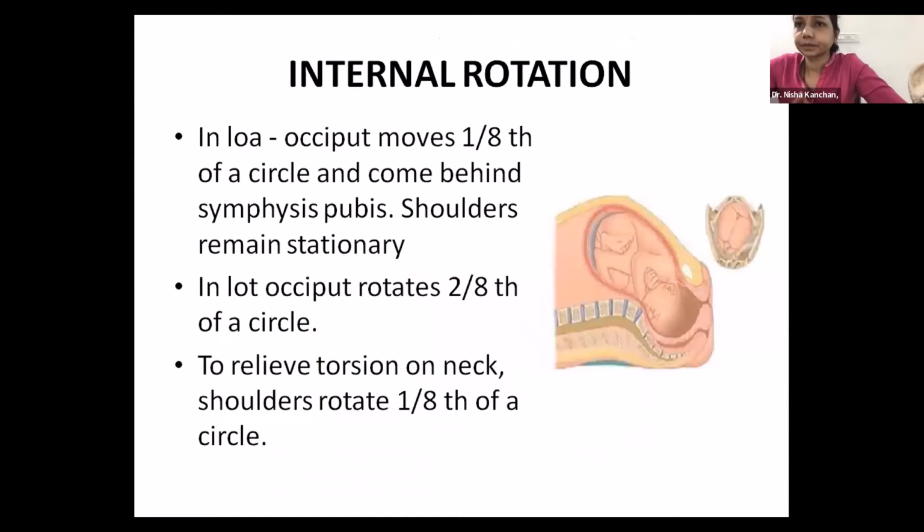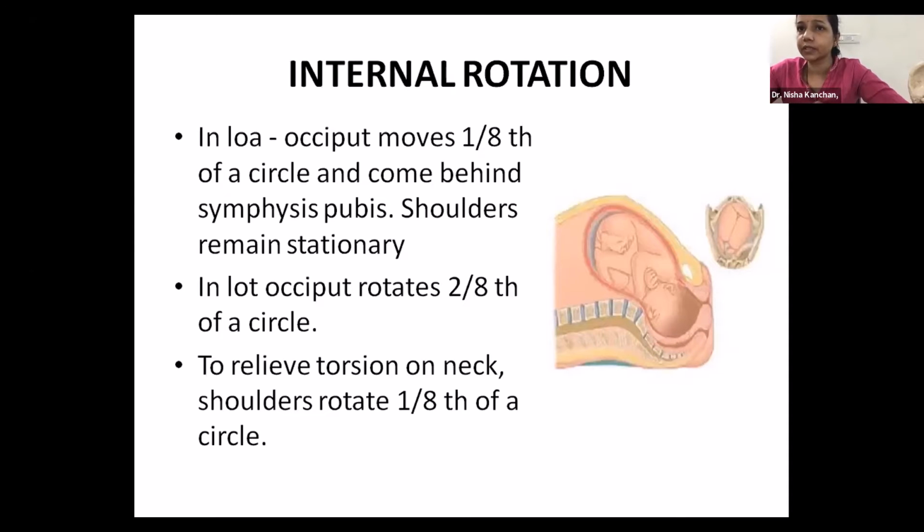Next slide, please. So, internal rotation. As I told you, internal rotation happens at the level of the ischial spine. In left occipito-anterior, when the baby is entering the pelvis at the start of labor, it enters in the right oblique diameter of the pelvis. The sagittal suture lies in the right oblique diameter. The occiput is facing the left ischiopubic eminence. It has to move 45 degrees in internal rotation.